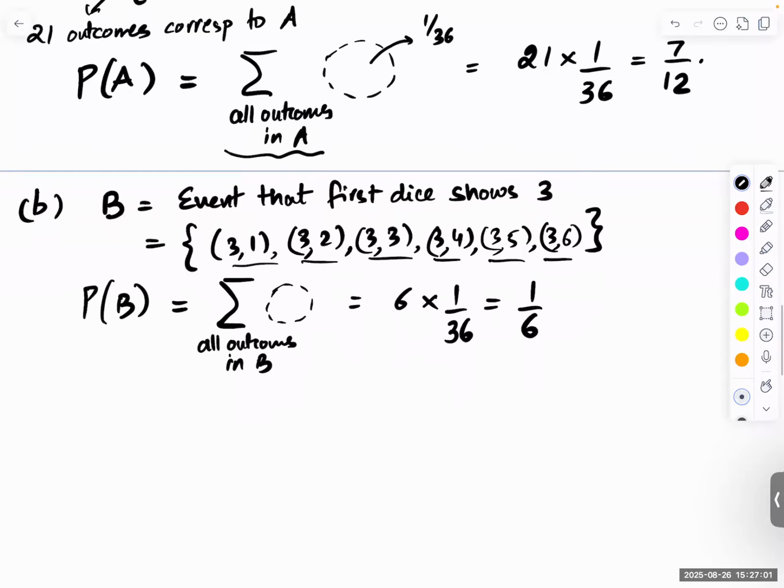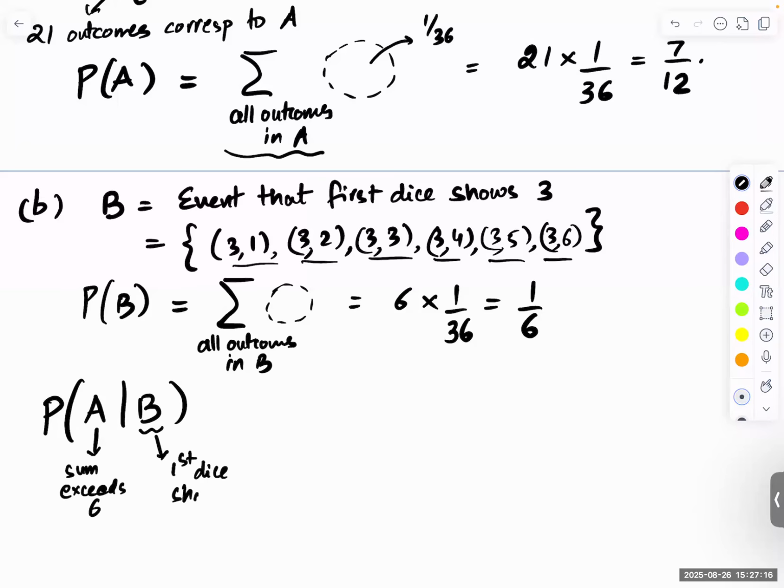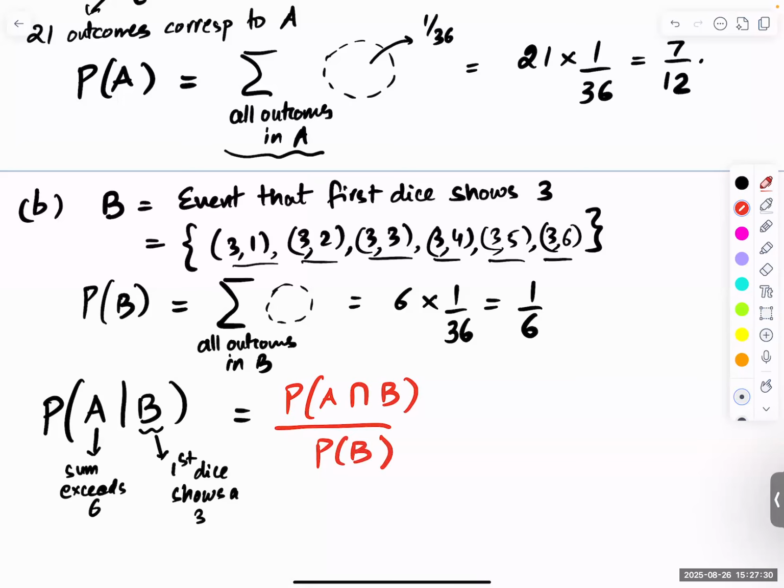Now let's go back to our actual question. Our question was, what is the probability of A given B? A was the sum exceeds 6, and B is the first dice shows a 3. Right? From our definition of conditional probability, what is it? It's the probability of A intersection B divided by the probability of B. With that in place, now we can play the game.